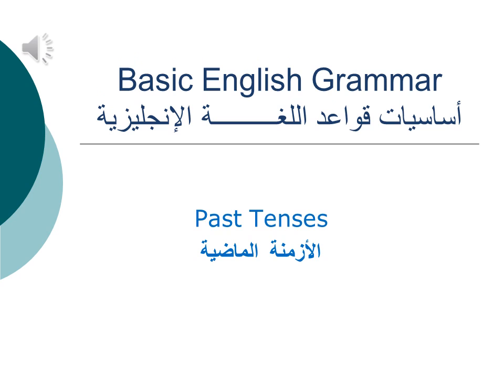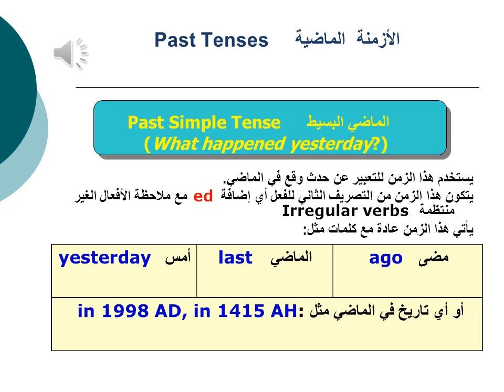This lesson is about past tenses. Past simple tense is used to refer to something that happened in the past and finished. Things that happened yesterday, last night, last month, last year, 10 minutes ago, and so on.